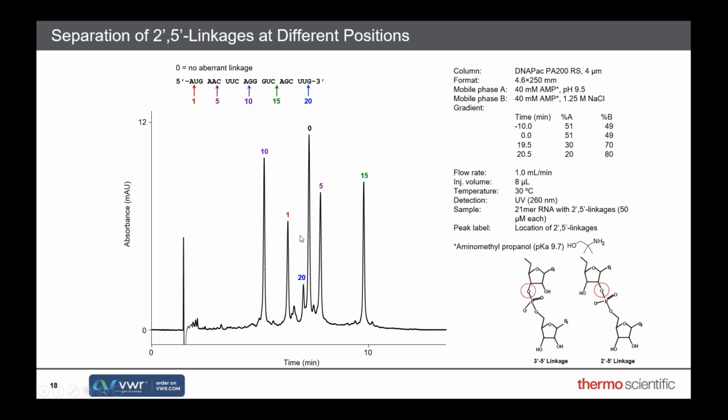And here with the separation, you can see in the middle, the one marked 0 is a pure product, all 3'-5'. The other products are where we've changed that to a 2'-5' linkage and put it in different places along the length of that chain. And we're separating all the way through there. So that's a clean separation.